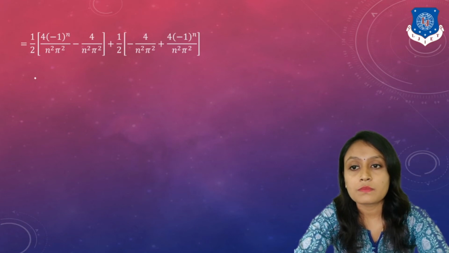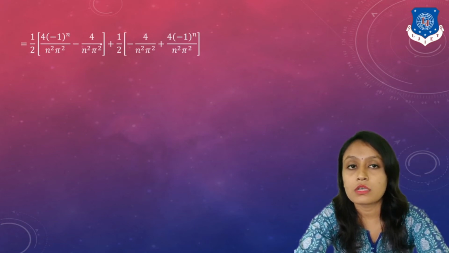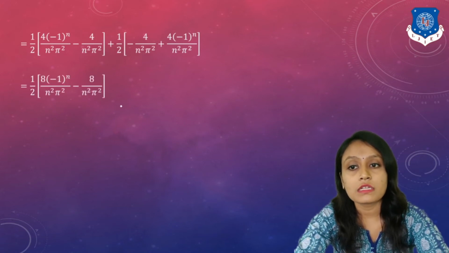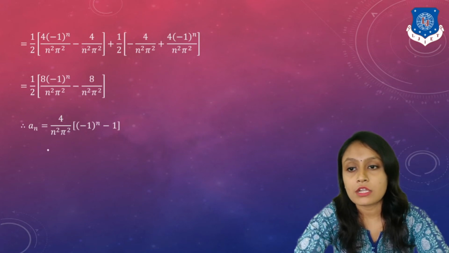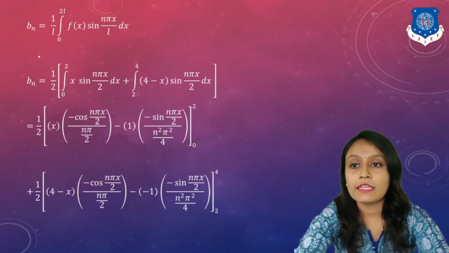Now just substitute the value. We know the value of cos n pi is minus 1 raised to n and cos 0 is 1. So on substituting you will get this answer. Now further simplify to get the final answer of an as 4 upon n square pi square into minus 1 raised to n minus 1. Okay, now let's find the value of Bn.